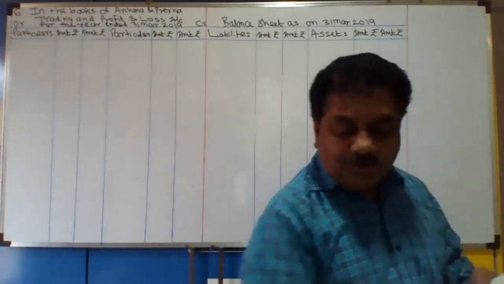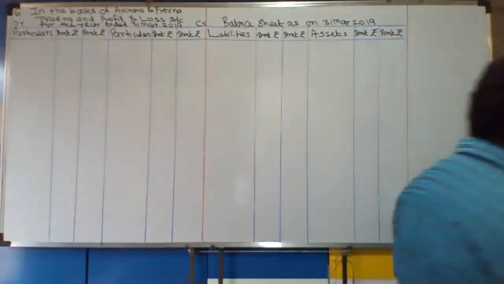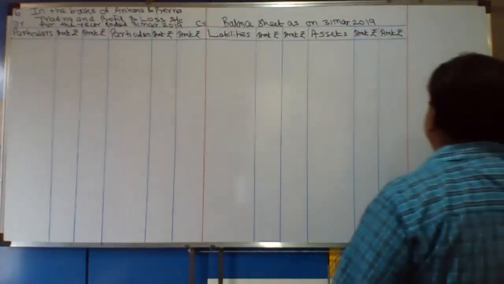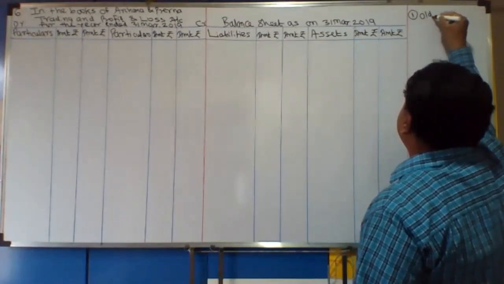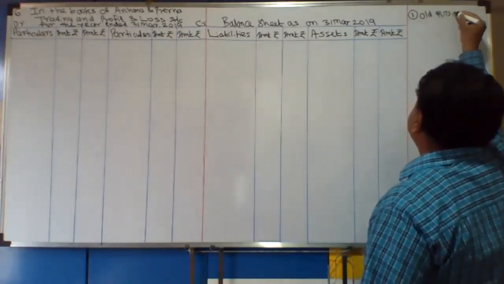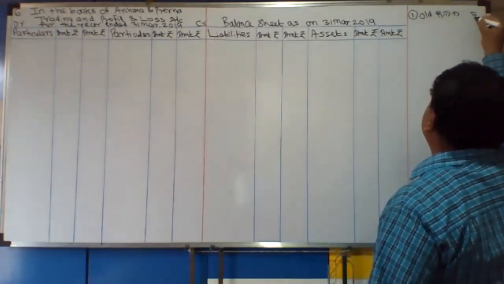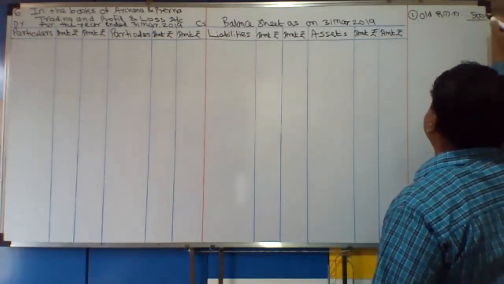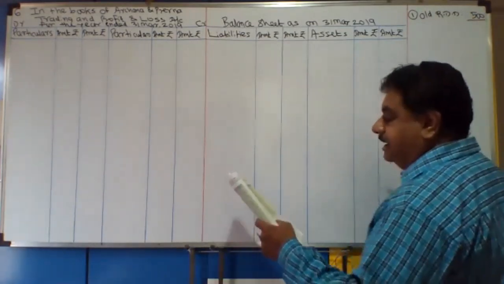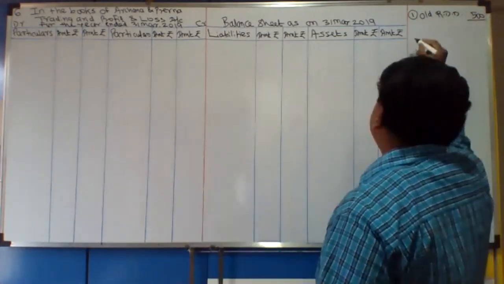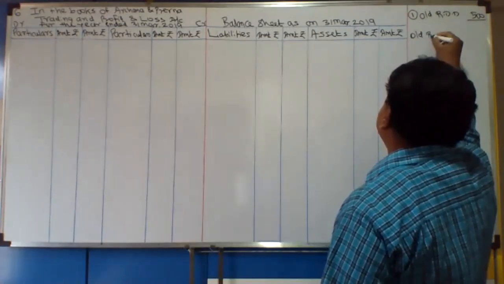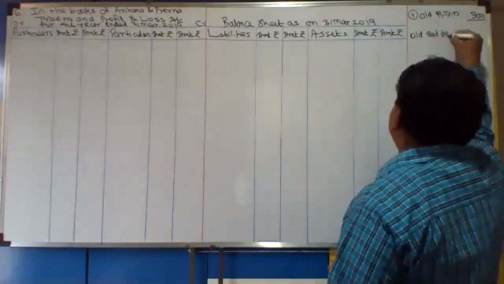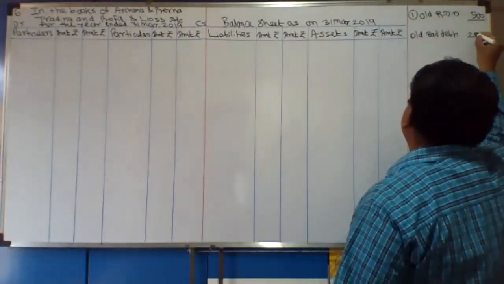The old RDD given to you is a small amount, still we do one thing: we write it down here as old RDD. As and when it is given, it is better you write it down somewhere. Then bad debts are given to you in the problem. The problem has given bad debts. This is called the old bad debts. Old bad debts are rupees 200.